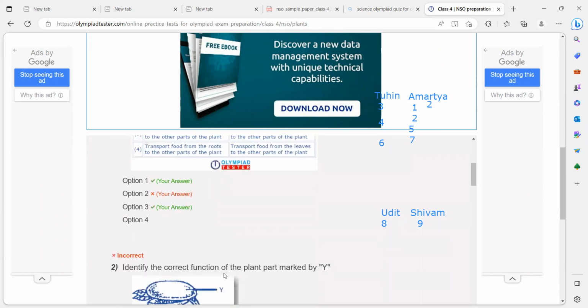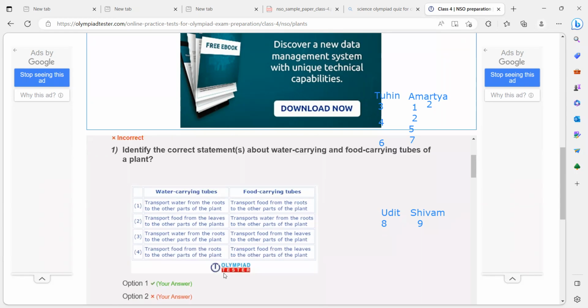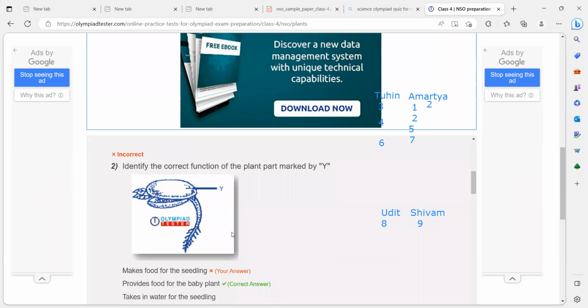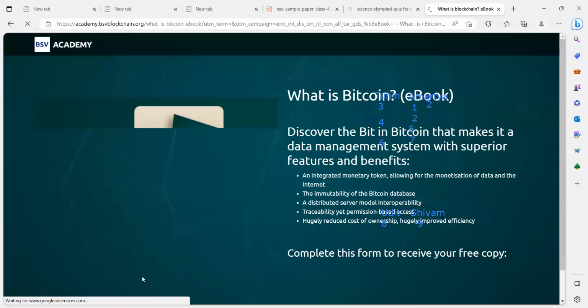Okay. Udit, is the question clear? Number 1? Yes, ma'am. Okay, let's move to number 2. Identify the correct function of the plant part marked by Y. So, this is Y. Y means the seed coat. What does the seed coat help in?